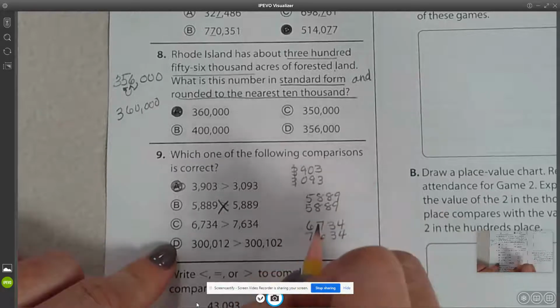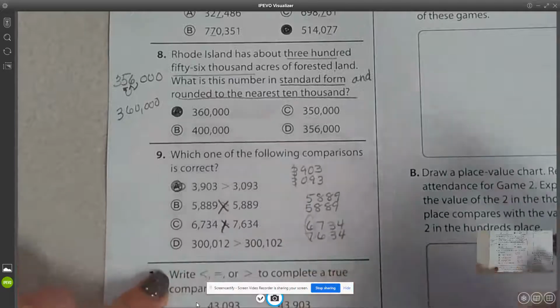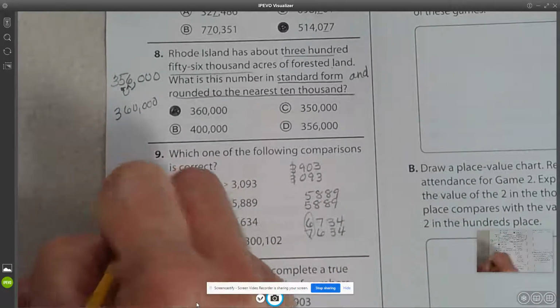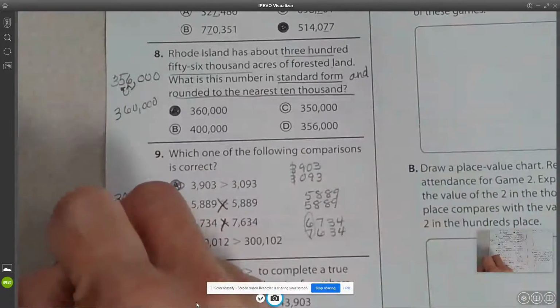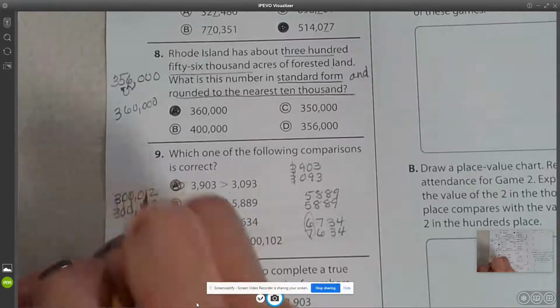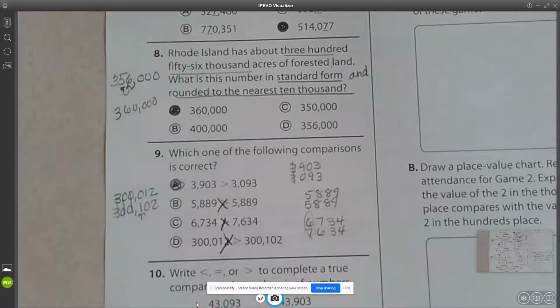7,634. Well, my first number, 6,074, is definitely not bigger. I can tell that by the thousands. Now, if I have 300,012 and 300,102, same. Right here, that hundreds tells me the second one is greater, so that is wrong. Only A.